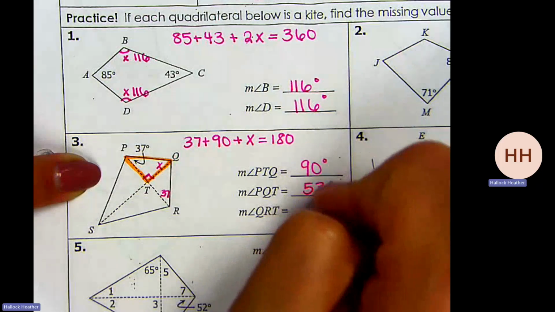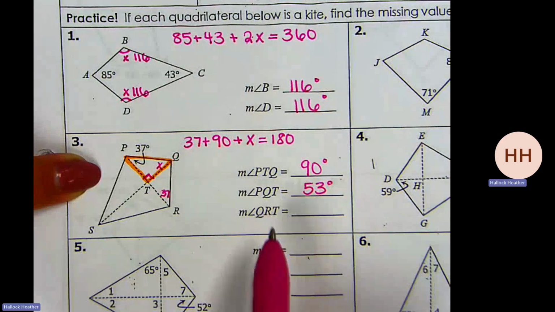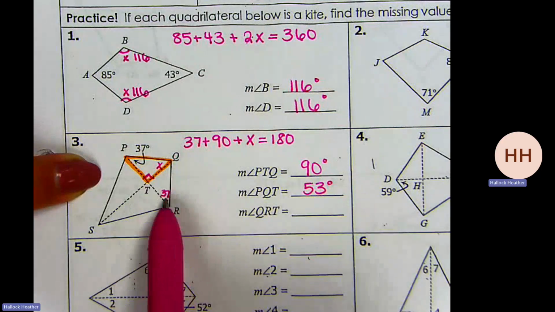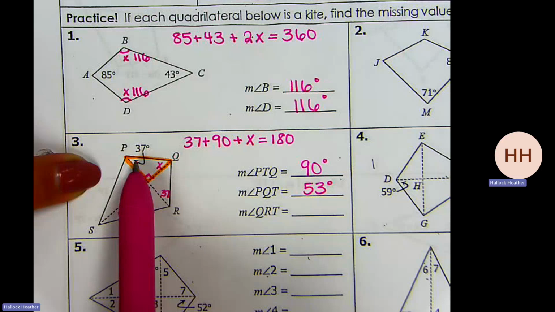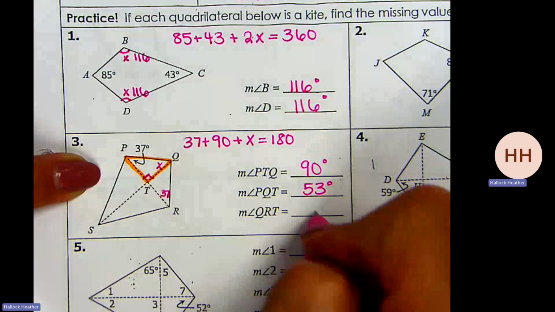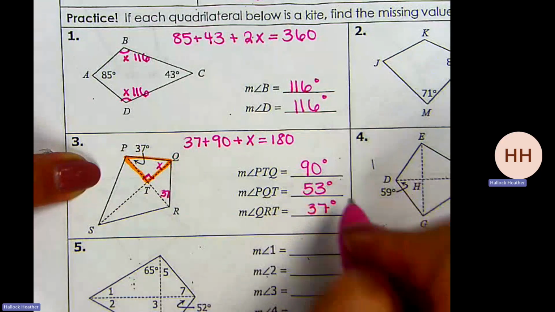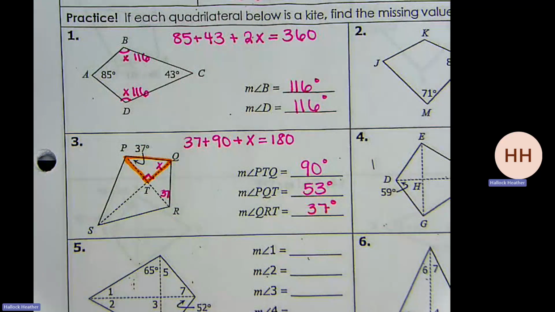53 degrees. And then QRT we already know is 37, because I was able to put 37 from here over here. So 37 degrees. Have I lost anybody yet? Are we okay so far?